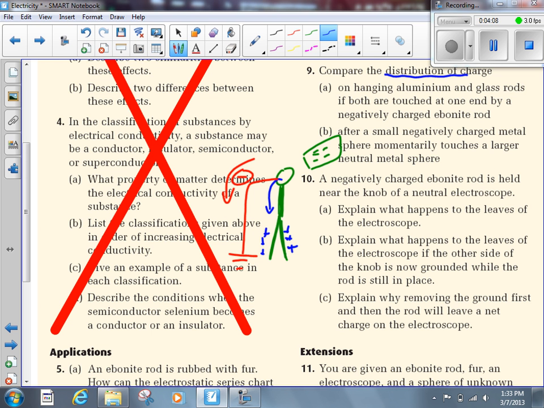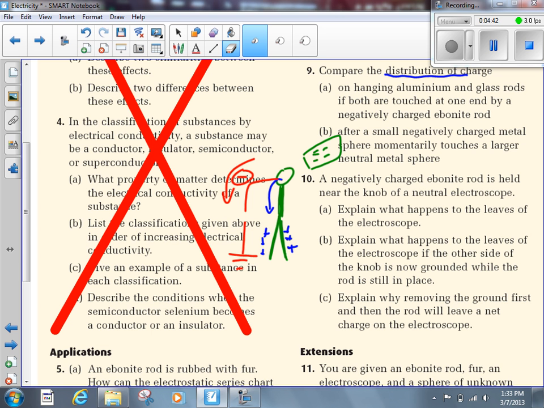And finally, C, explain why removing the ground first and then the rod will leave a net charge on the electroscope. Let's cut that ground. We've left a net charge on the electroscope because the extra charge went down into the ground and it has no way to get back up. There's no path for it to get back up. So the charges that were on the electroscope as the electrons went down into the ground is the charge that remains after I cut that. Is that okay? Can't remember who asked me for that question, but does it make sense? Whoever it was.